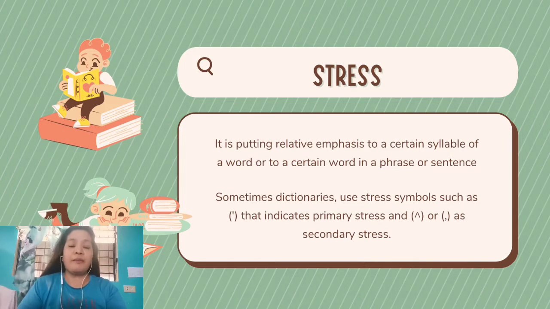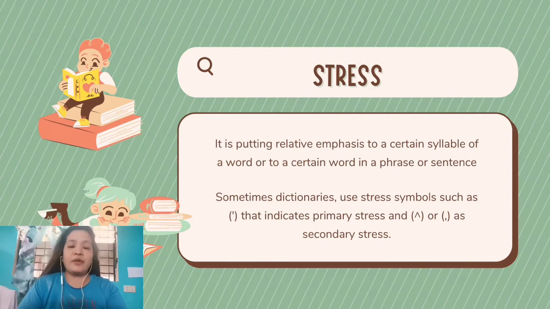Stress is putting relative emphasis on a certain syllable of a word or on a certain word in a phrase or sentence. In words, the stress falls on the vowel sound, which is affected by the articulation of vowel sounds such as length and pitch. Some dictionaries use stress symbols such as an apostrophe to indicate primary stress and a comma for secondary stress. However, for visual presentation in this book, the stressed vowel is bold and presented in capital letters.